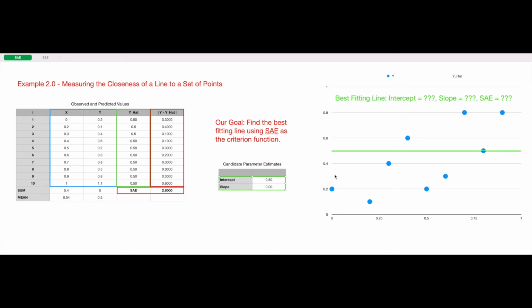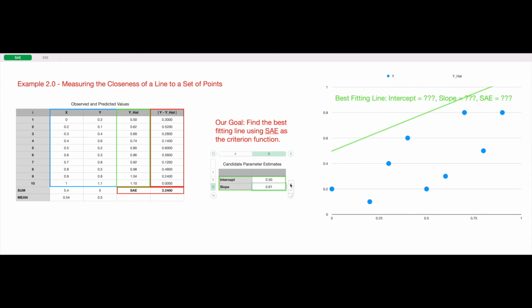is we need to move this line around so that it has a slope that corresponds with the observed trend of the data, so that would be an increasing trend. And we also need to adjust where it intersects with the vertical axis. And so to do this, I'm going to first play around with the slope of that line by clicking on this up and down arrow here.